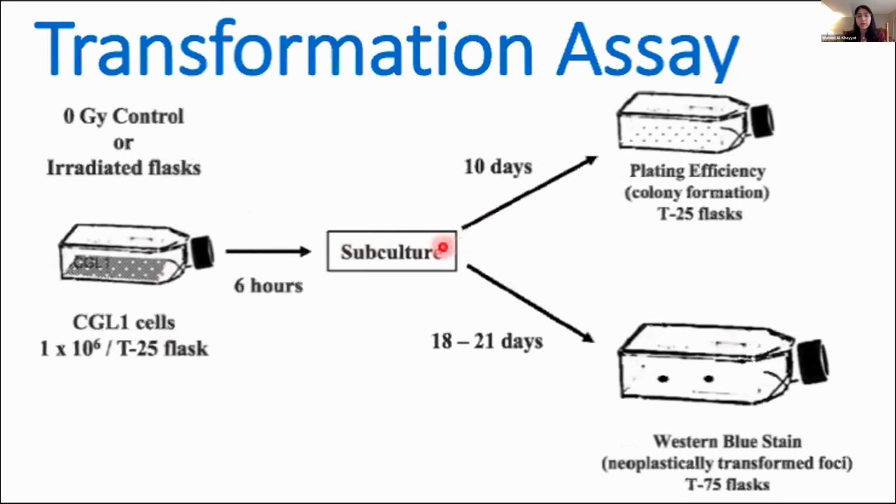So very briefly, with the transformation assay, what we'll be doing is seeding the cells at specific densities. Then we will be irradiating those cells, and then we will see whether the radiation will force these manipulated CGL1 cell lines, with respect to the phosphatase, to transform into a cancer cell line or not.